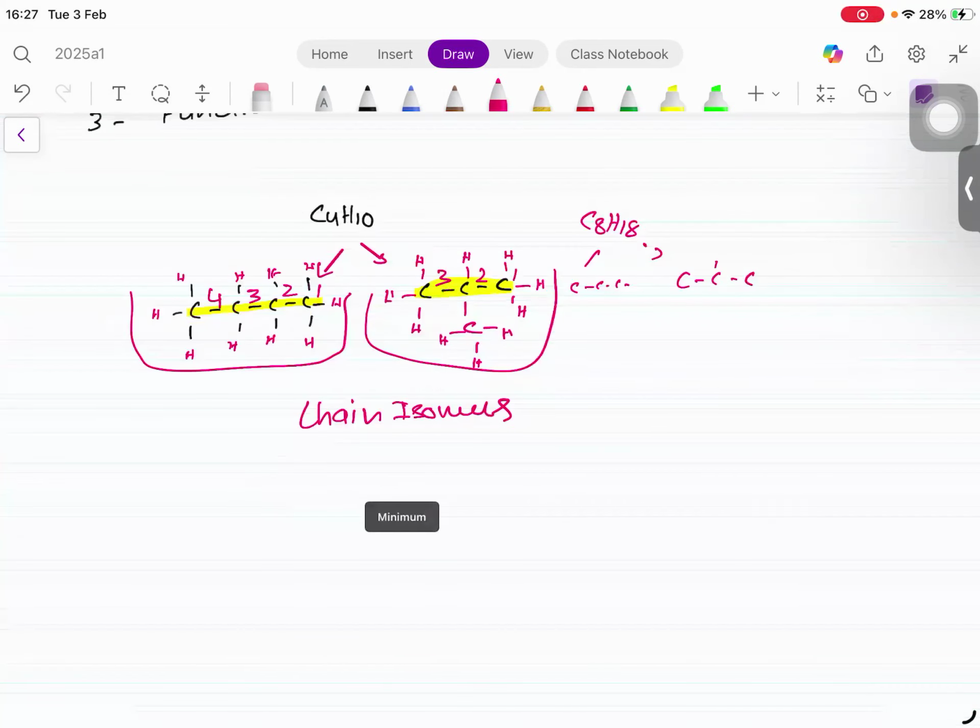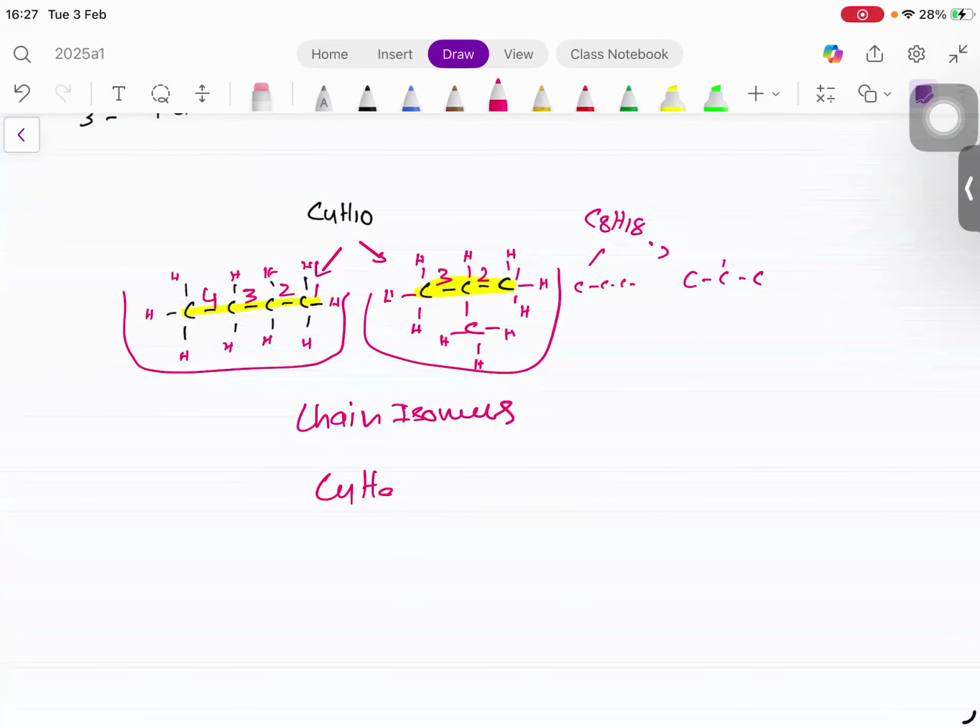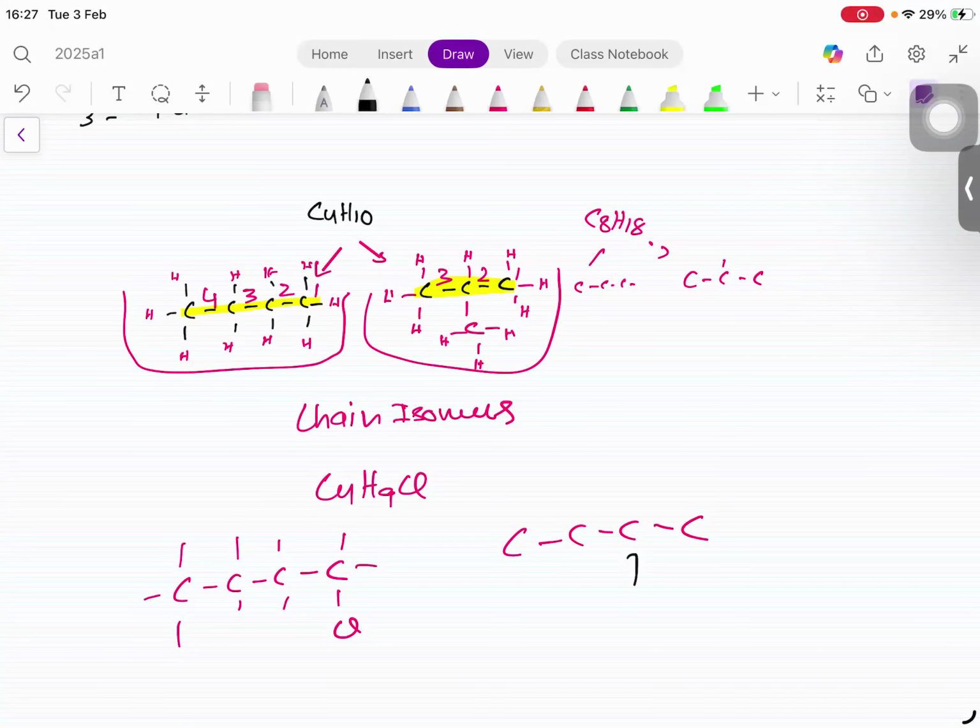But in another case, if I tell you C4H9Cl, look at this. 1, 2, 3, 4 carbon in the chain, and here is the chlorine attached. This is 1-chlorobutane. There is another compound with the same molecular formula, but Cl is attached at carbon number 2. This is called what? 2-chlorobutane. Now, look at this. These two are two different structures, but the number of carbon in the chain is now the same. 4 carbon in the chain in both compounds. So what is the difference now? Yes, position of functional group.